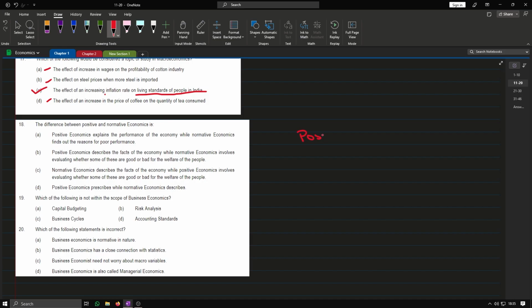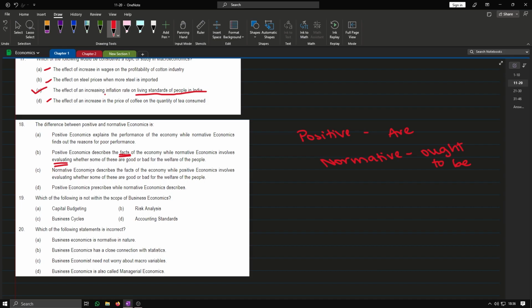The difference between positive and normative economics. Again, positive is how things are, and normative is how things ought to be. Option A, positive economics explains the performance of the economy, while normative economics finds out the reasons for poor performance. Option B, positive economics describes the facts of the economy, while normative economics involves evaluating whether some of these are good or bad for the welfare of the people. This one discusses facts, that is how things are, and normative is evaluating, that is how things ought to be. So this might be the right answer.